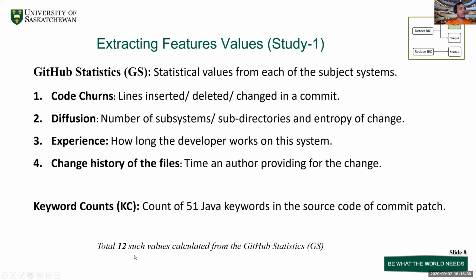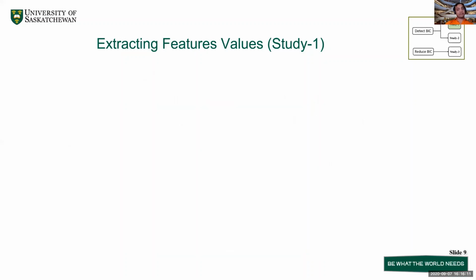So one kind of my feature is keyword count. In the first study, my software systems are Java-based software systems. In Java, there are 51 keywords. That means I counted the number of occurrences of every keyword in the source code of the commit patch and used this counted value as a feature value representing the commits in the machine learning models.